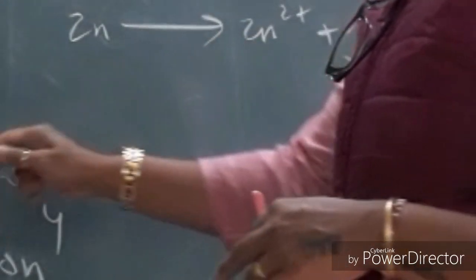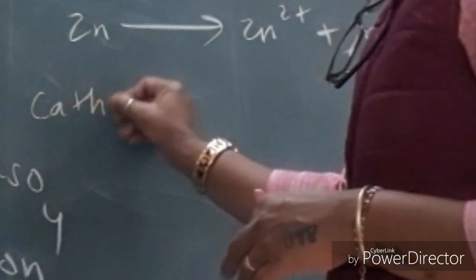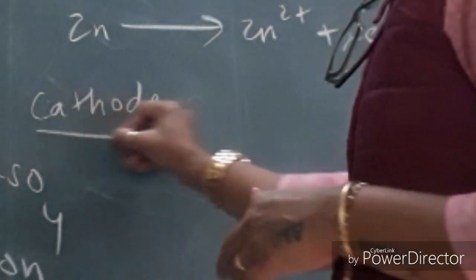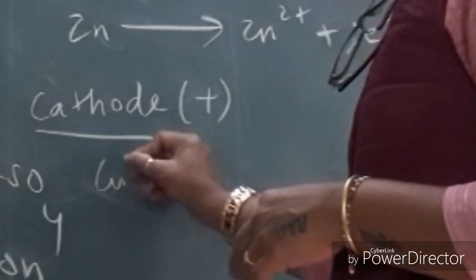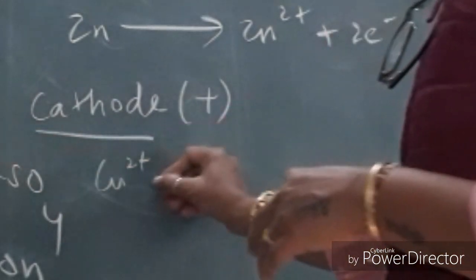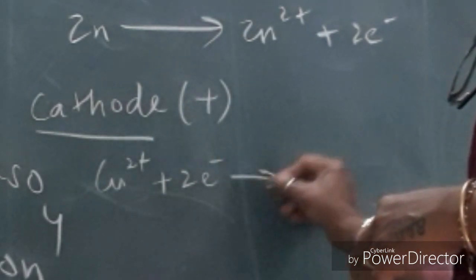Similarly, on this side, that is your cathode, which is a positively charged terminal, the copper ions from the solution accept electrons and they get reduced to copper.